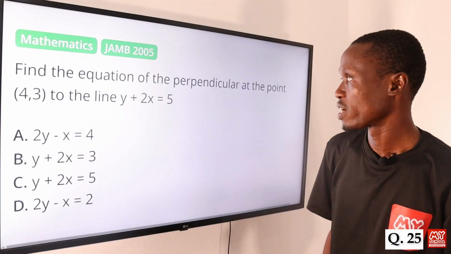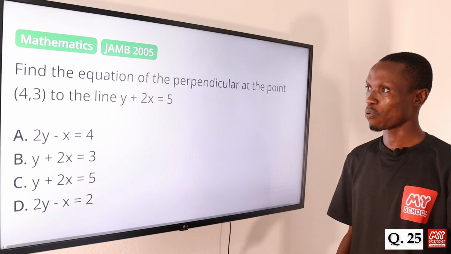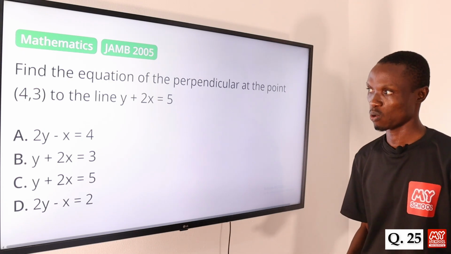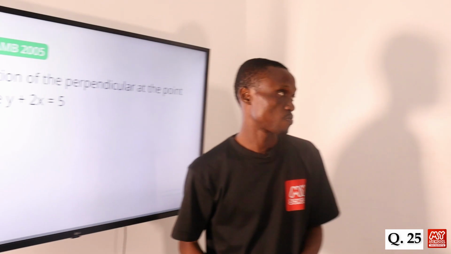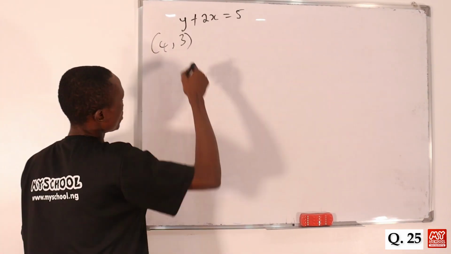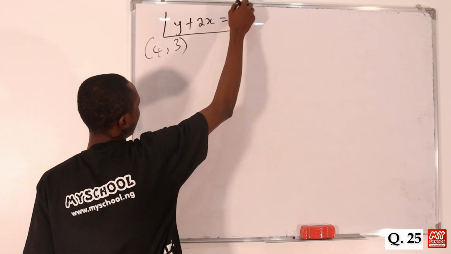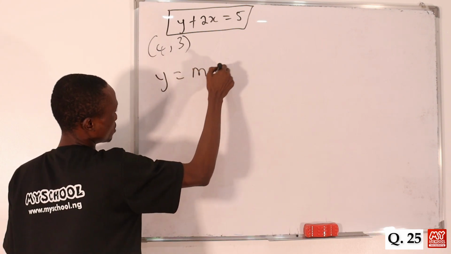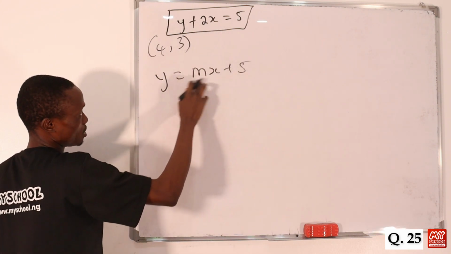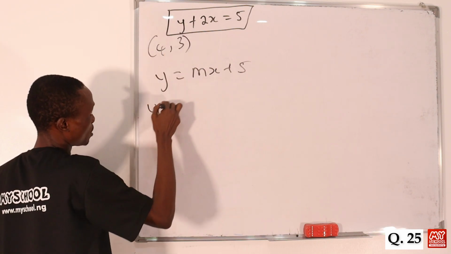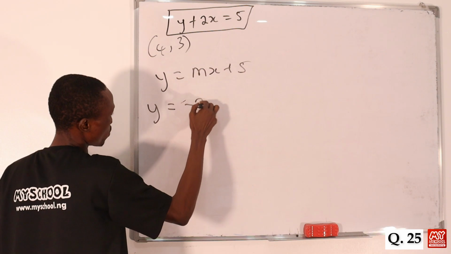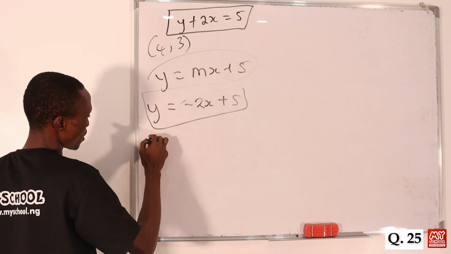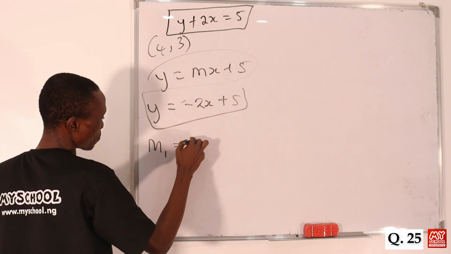Question 25. Find the equation of the perpendicular at the point 4 and 3 to the line y plus 2x is equal to 5. So let's move over to the board to provide the answer to this question. So the first thing to do here is to put this line in the gradient intercept form, y is equal to mx plus c. So we're going to put this line in this form. So here we'll be having y equals minus 2x, then plus 5. So it's now in this form. So our gradient m1 in this case is equal to minus 2.